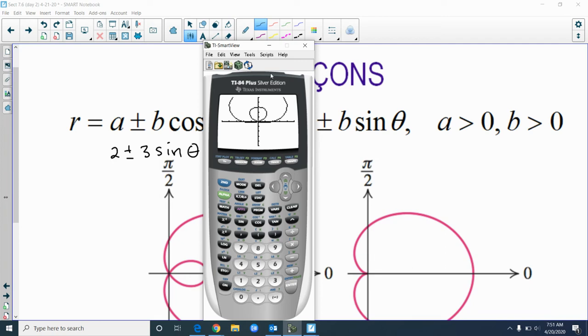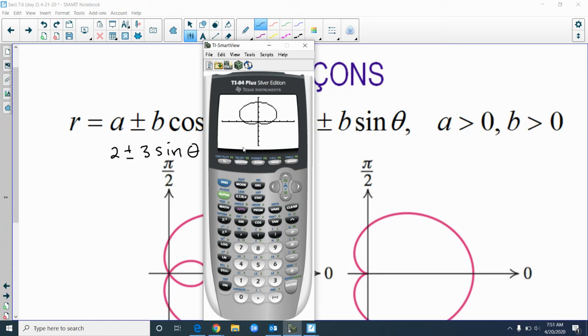Okay, you get that inner loop, and that goes up all the way to 7 in that case. So you can just mess around with those numbers and get different things. Now, if A is equal to B, you get that cardioid look. So if I make this 2 plus 2 sine of theta, that's where we get that inner pinch in. Looks like that heart.